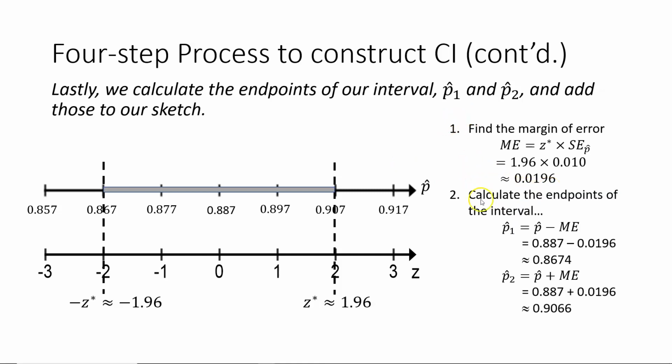Then we calculate our endpoints by subtracting the margin of error from the sample proportion value to get p1 hat, and adding the margin of error to the sample proportion to get p2 hat. And I then go ahead and add those values to the confidence interval sketch. And we see that on the left-hand side, it is 8,674 ten-thousandths, and on the right-hand side, it is 9,066 ten-thousandths. And that completes our sketch.